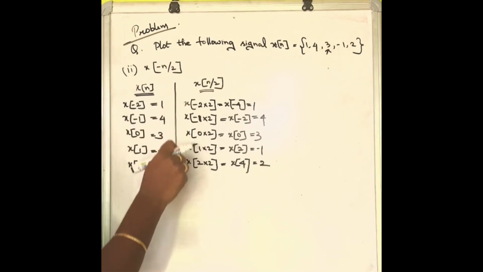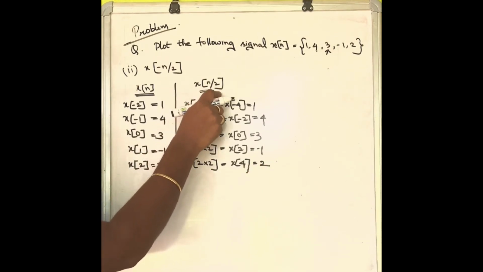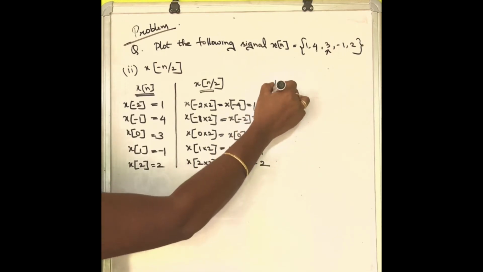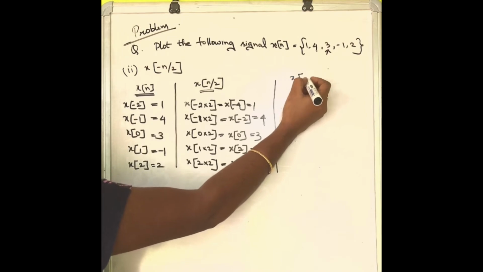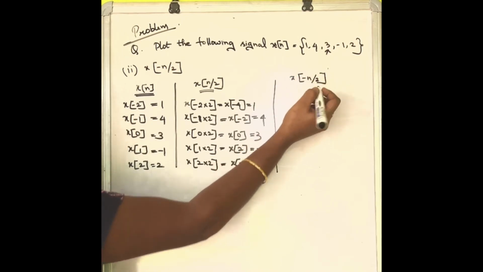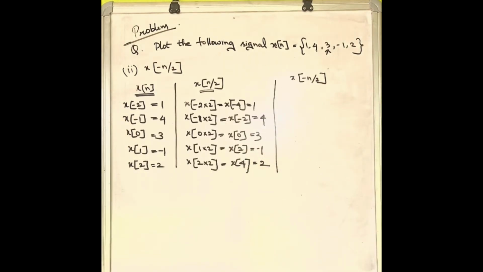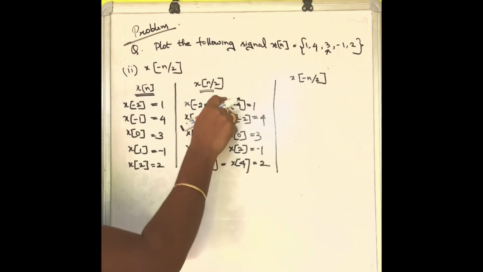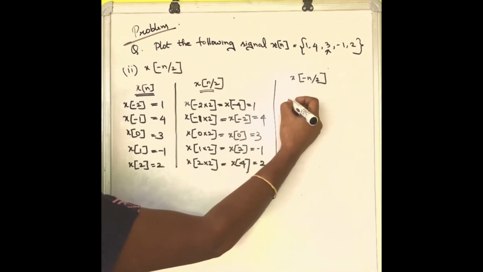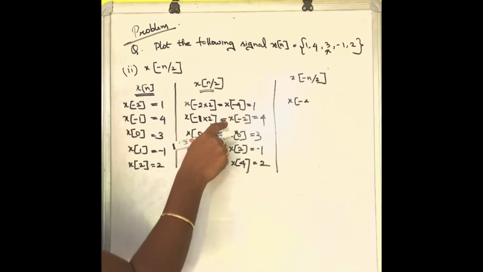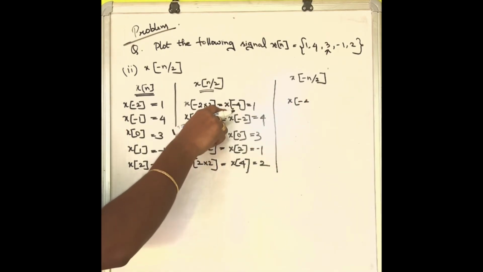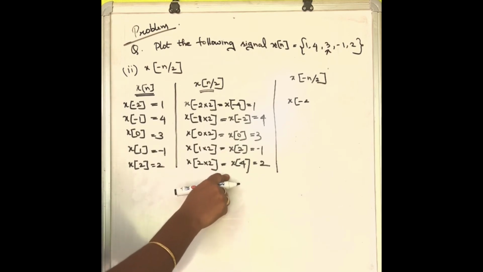Okay, so now this is for x of n by 2. And then we have it for minus n. So for x of minus n by 2, this is for time reversal. What you're going to do, you're going to write the same instant, that is x of minus, or you can rather interchange. Okay, you're going to multiply the whole thing by minus.